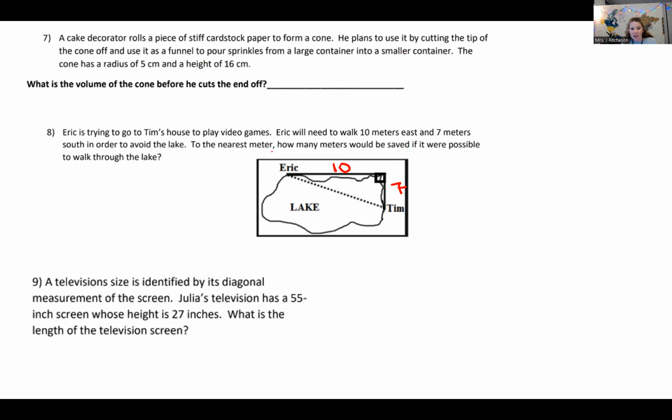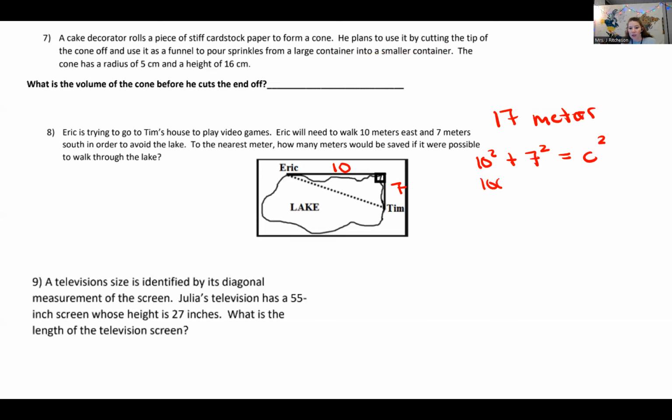And then it says, to the nearest meter, how many meters would be saved if it were possible to walk through the lake? So right now, he walked 17 meters in total. We want to know how much he would save if he could go through the lake. Obviously, you can't walk through a lake, but that would be the hypotenuse of a right triangle. So we would do 10 squared plus 7 squared would equal our hypotenuse squared.